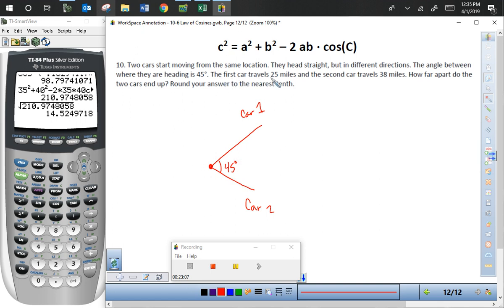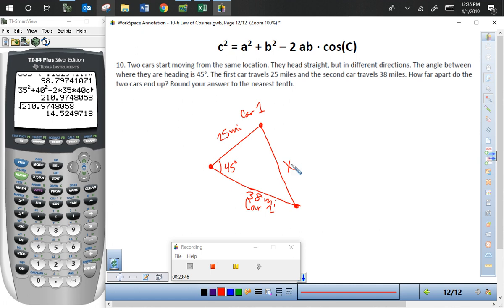It says the first car travels 25 miles. So on car 1, it goes and then it stops after 25 miles. So the distance between where it started, where it ended is 25. And it says the second car travels 38. Doesn't really matter that you do this, but I'll make it a little bit longer so it looks longer than that 25. And then it says, how far apart do they end up? Well, they end here is where car 1 ends, and car 2 ends here. We want the distance between those two, so we need another segment, and that's our x.